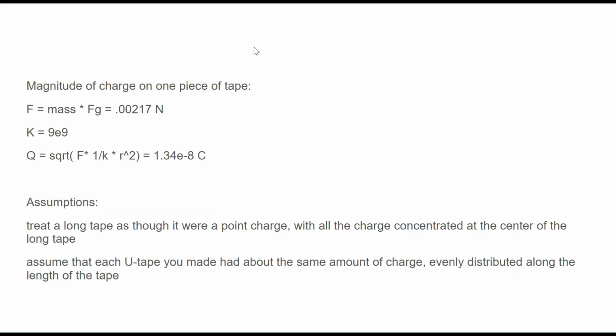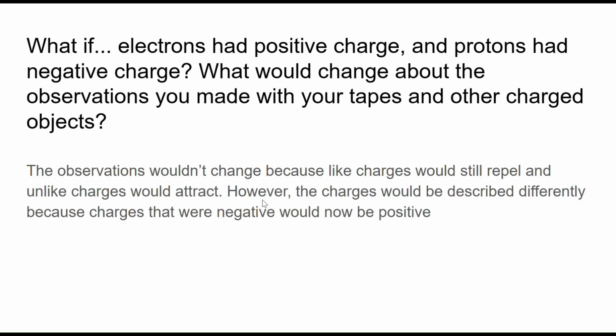In calculating the magnitude of one charge on the piece of tape, which is the goal, an important thing is to find the force, which is mass times the force of gravity, which we got to be 0.00217 newtons. And then K, which I already talked about, that constant, 9 times 10 to the 9th. And then Q equals the square root of the force times 1 over K times R squared, which comes out to 1.34 times 10 to the negative 8. I already talked about the assumptions.